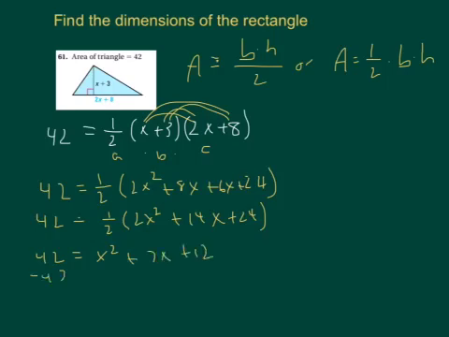Of course, we're going to subtract 42 from both sides. And I'm going to get x squared plus 7x is equal, I'm sorry, there's a slip up here.